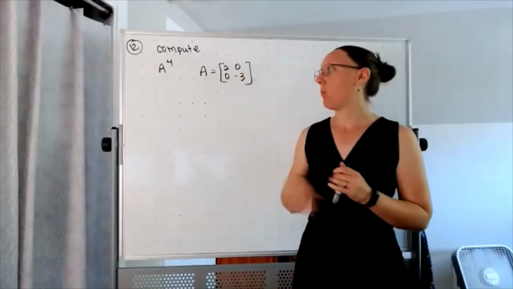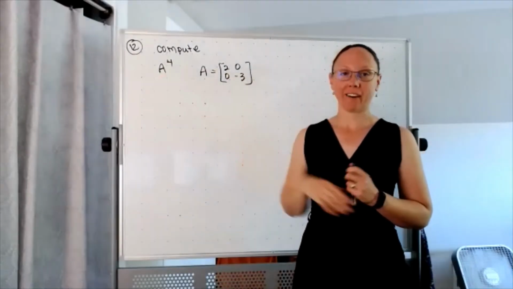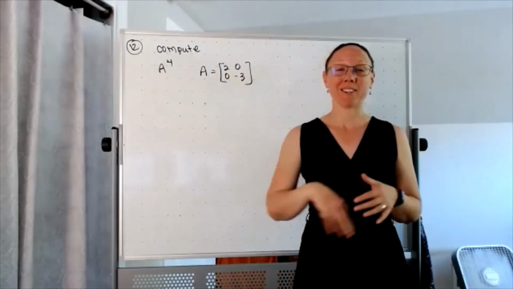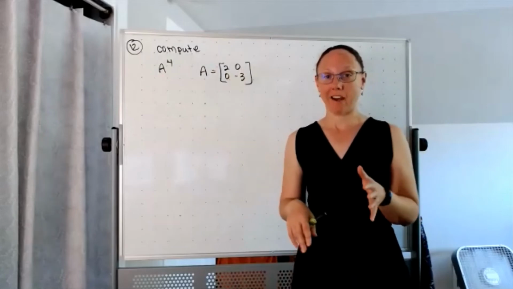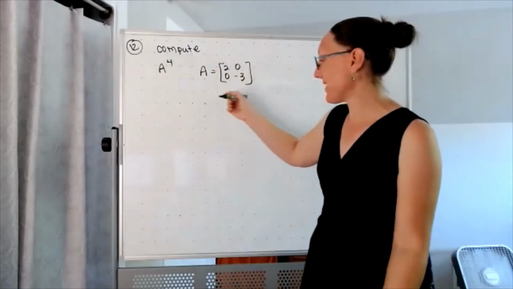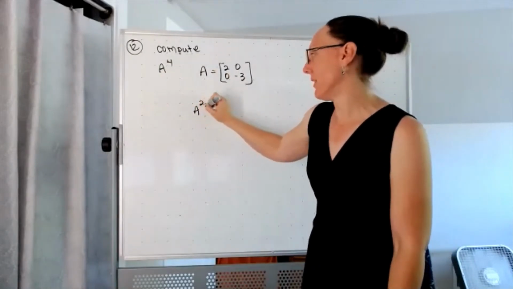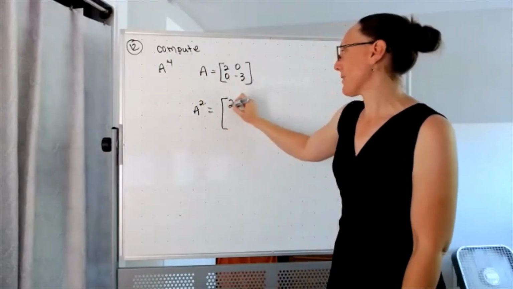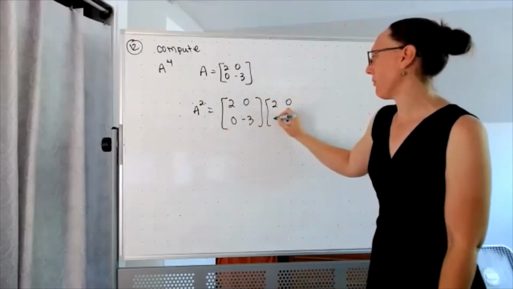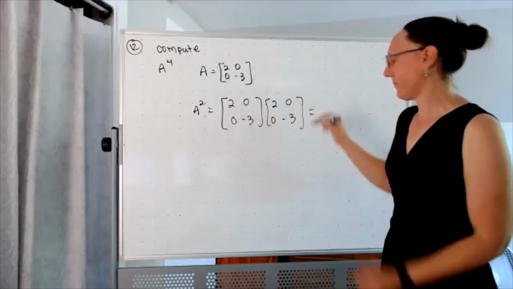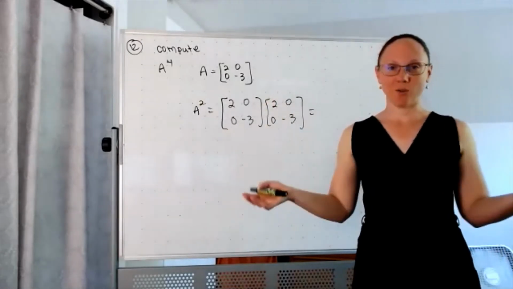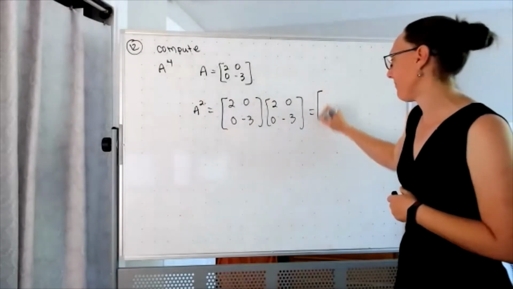So we do have a formula for diagonalizing this matrix, finding the eigenvalues and the eigenvectors, but my instructions are to just multiply it out because I promise it's not that bad. So let's start with A squared, which would be take this matrix and multiply it by itself. It's a 2 by 2 times a 2 by 2, so I know that I can do the multiplication.